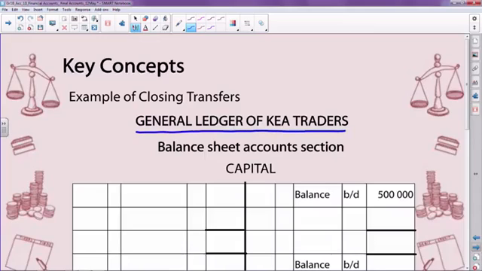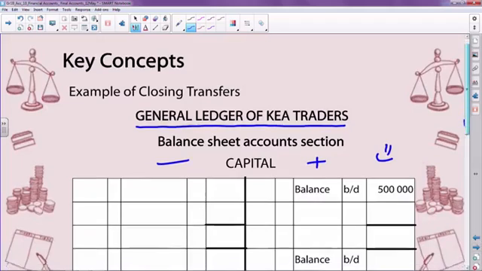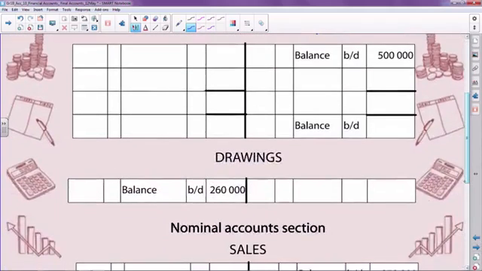Now, Kia Traders has got capital currently of 500,000 Rand. Remember, capital is a plus minus account. Also very good for the owner to have a nice capital amount in his business. Let's go and look at the next one. Your drawings, I gave it to you. Drawings is a plus minus. And remember, when do I take drawings? It's my very last step in my closing transfers.